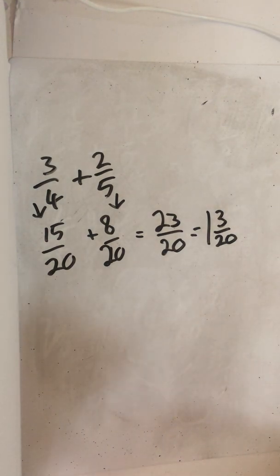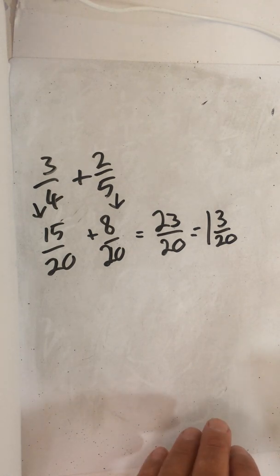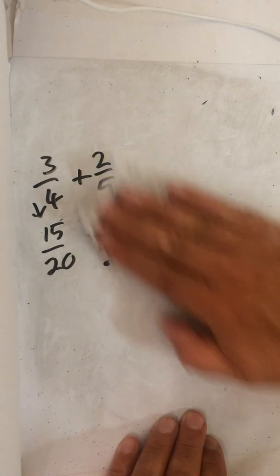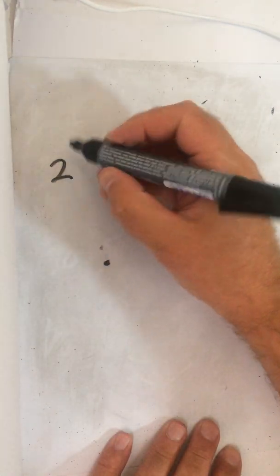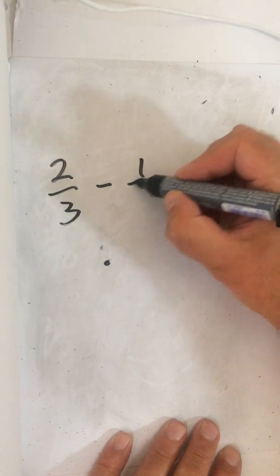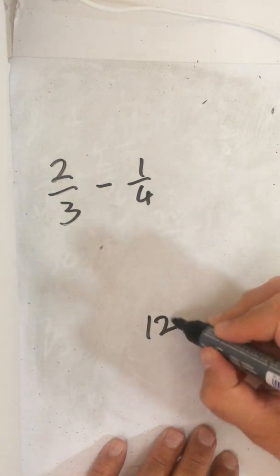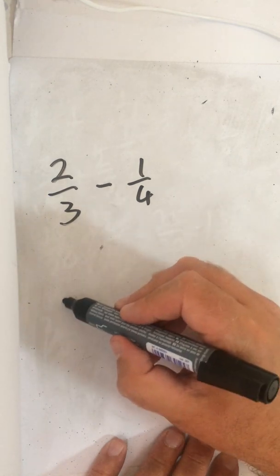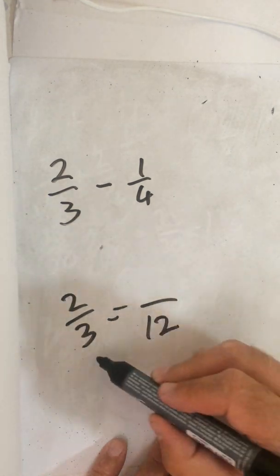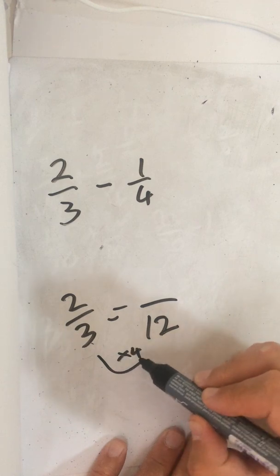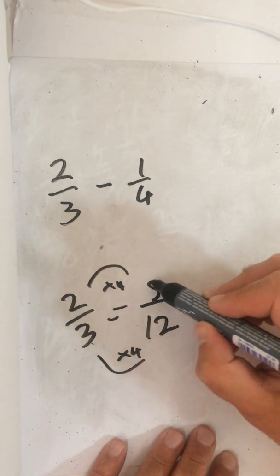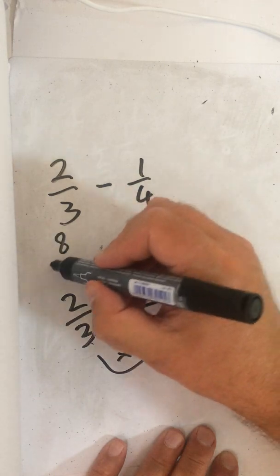Let's do one more of those. So we could have 2/3 minus 1/4. Again, 3 doesn't go into 4, so I'm going to multiply them together. Let's turn them into 12ths. So I'm going to do 2/3 equals how many 12ths? 3 times 4 is 12. I do the same to the top, so 2/3, the equivalent is 8/12.